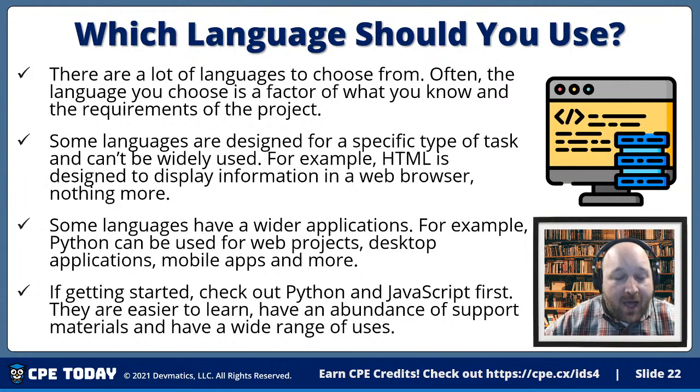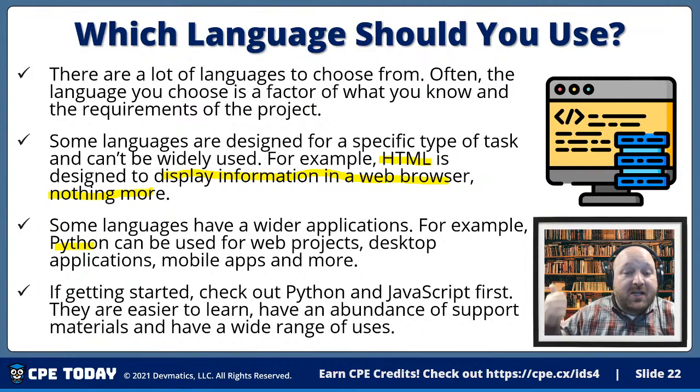Now, there are a lot of languages that you can choose from. The good news is, again, they're very approachable. Understanding which language is right is really going to be a factor of what you're trying to do. Some languages are very specific about what they do. For example, HTML, hypertext markup language, is designed to display stuff solely within a web browser. Nothing more. It doesn't do any logic. It's a display language. Other languages, though, have wider applications. Python, JavaScript. These can be used to do web projects, desktop applications, mobile apps, and more.